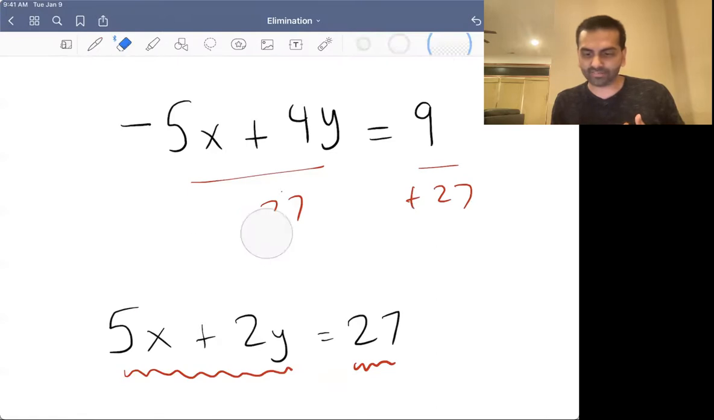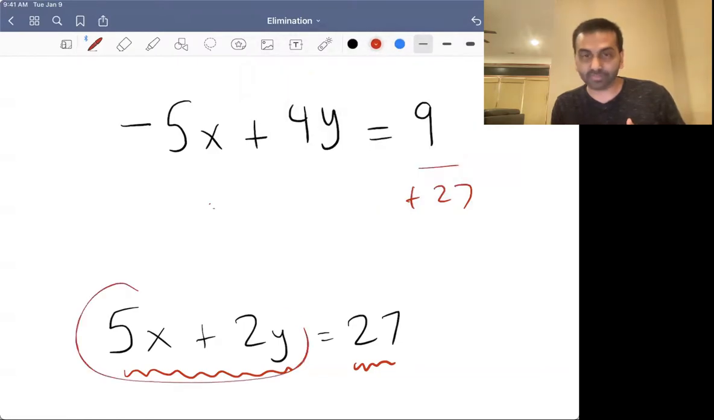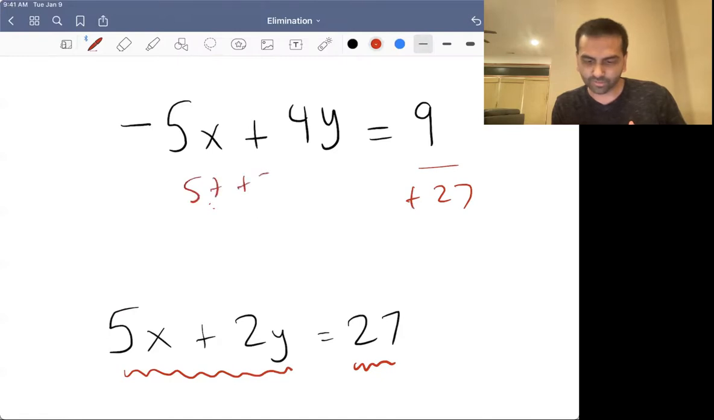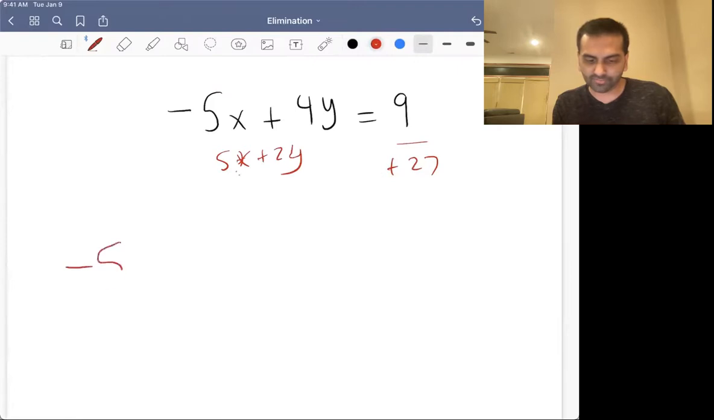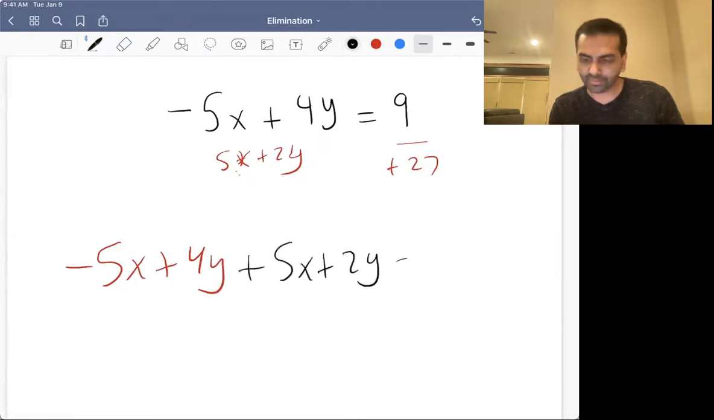So what I'm going to do then is this. I'm going to add 27 to both sides of that first equation, but the 27 that I'm adding to the left is really going to be the left-hand side of this equation. It's going to be 5x plus 2y. So here's what that looks like. We started with negative 5x plus 4y, and we added this thing over here, the 5x plus 2y. And on the right-hand side, we have 9, and then we added the 27.